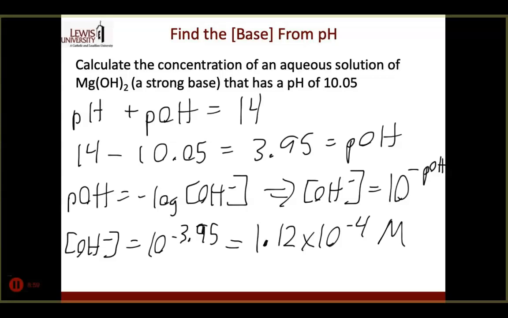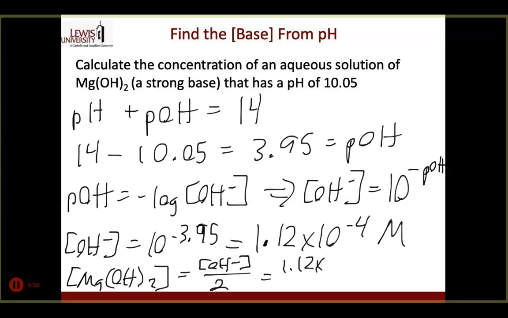Now, in order to calculate the concentration of Mg(OH)2, we have to divide that value by 2, because for every 1 magnesium hydroxide, you're going to lose 2 hydroxides. So this is just going to equal our concentration of OH minus divided by the number of hydroxides, which is 2. So if we take 1.12 times 10 to the minus 4th and divide it by 2, we're going to get a value of 5.61 times 10 to the minus 5th, and that's molarity.